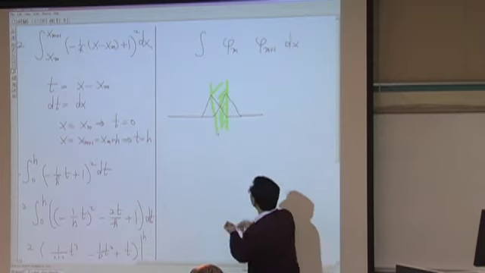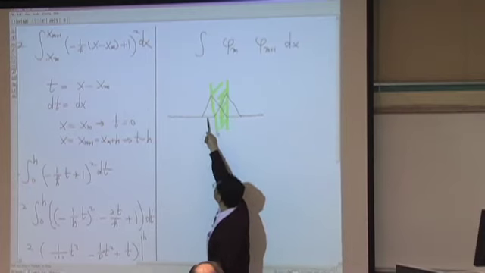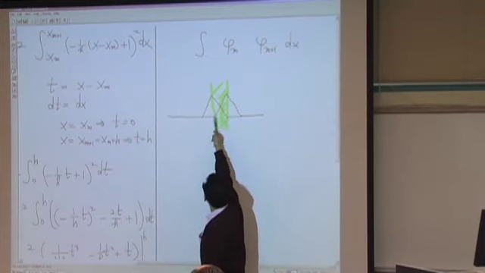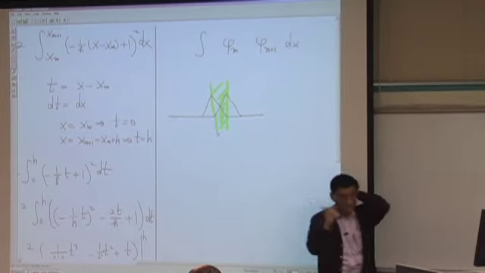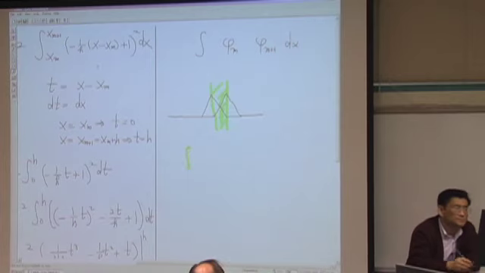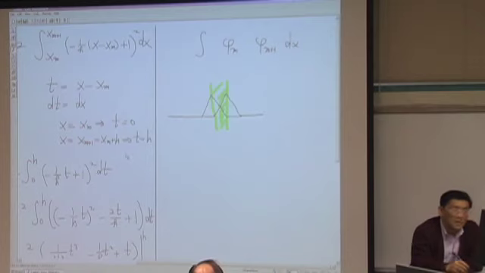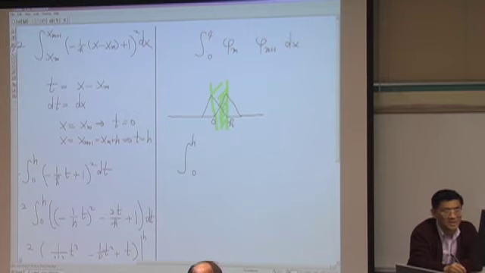For instance, if we consider this point, then because this is 0, this multiplied by this one is still 0, right? If you pick this point, then this multiplied by this becomes 0. So the only area where the product does not vanish is this area. So we need to do the integral over this area. So do the integration. The integral from 0 to h, right? So we will consider 0 to h. Do you follow me?